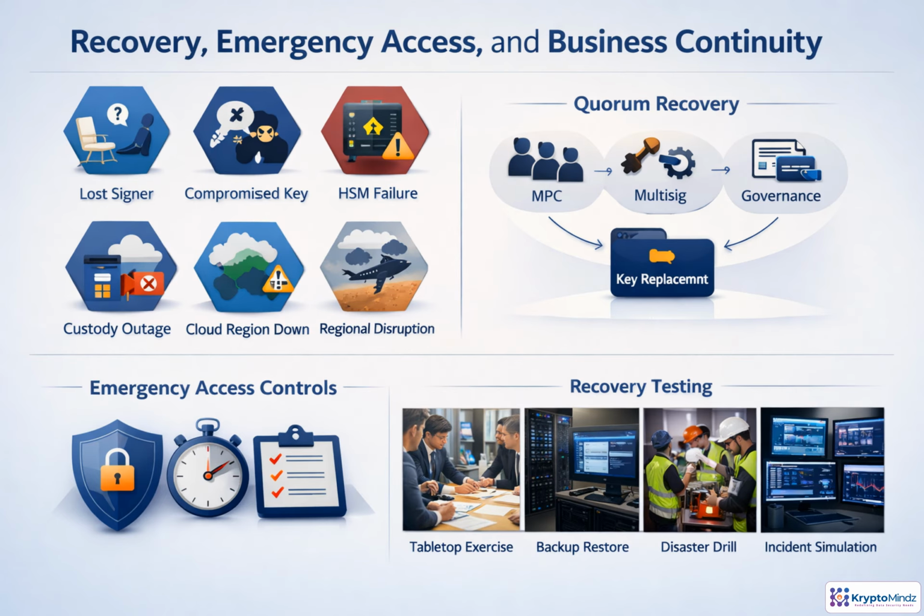Resilience is not only about preventing key loss, it is about knowing exactly what happens when something fails. If a signer disappears, a key share is compromised, an HSM goes down, or a vendor outage blocks access, the organization needs predefined recovery paths. That includes quorum replacement, tightly controlled emergency access, and clear authority to resume operations. These procedures must be tested before they are needed, through tabletop exercises, restore tests, disaster drills, and incident simulations.